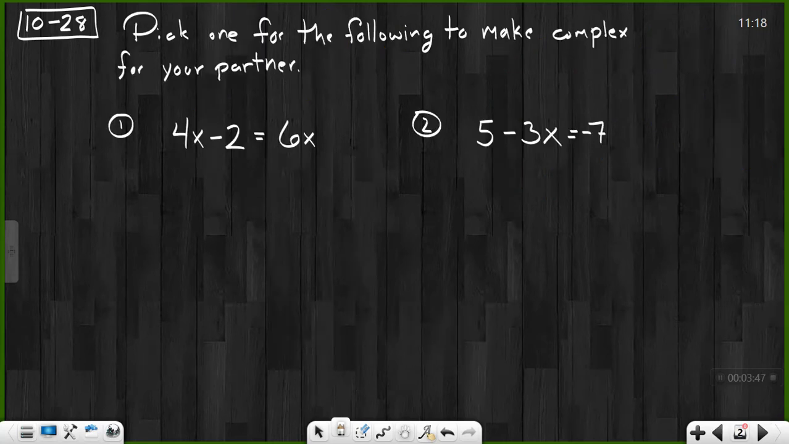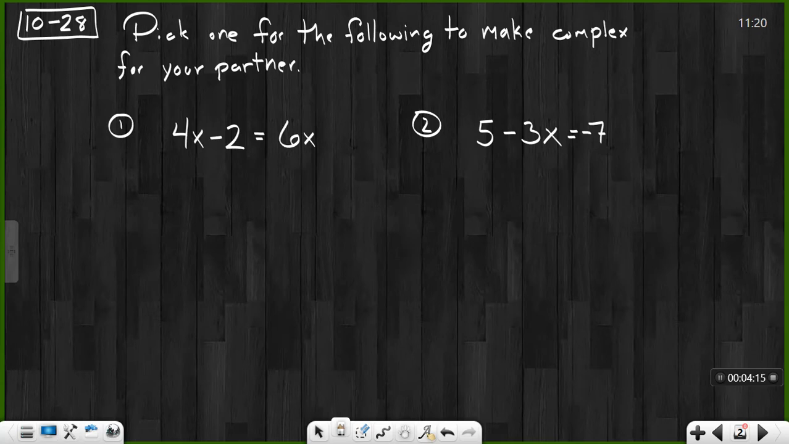In 28, it says that I'm going to give you an equation. So here's 2, all right? And it says you're going to take one of these equations and you're going to make it more complex for your partner. All right, so pick a partner. If you don't have a partner, get with one. All right, what I want you to do is pick one of these two equations, either one, doesn't matter, and then I want you to turn it into a fraction in some way. I'm going to show you how I would do it, but you can pick your own, all right? And you can't use mine, all right?